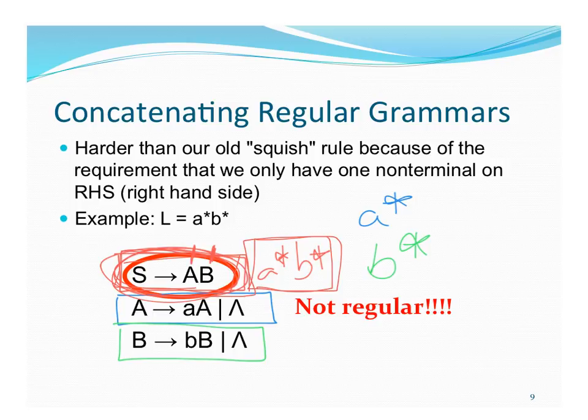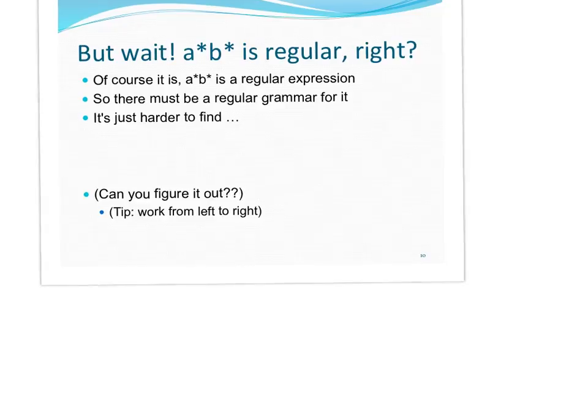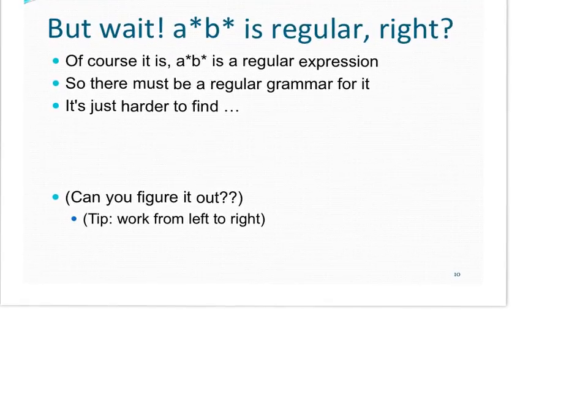We can represent a regular language with a grammar that's not regular, but I want to find a way to represent this language, A star B star, with a regular grammar. So, right, that's what this slide says: A star B star is regular. So there's going to be a regular grammar for it, it's just harder to find. So you may want to pause this video for a minute just to see if you can figure out a regular grammar for A star B star. My hint is work on it from left to right, but now let me just show you.